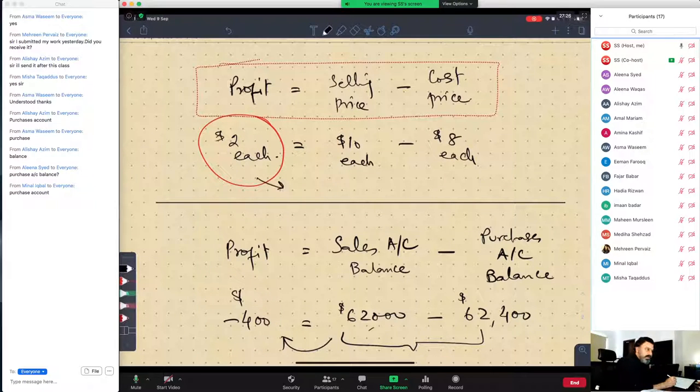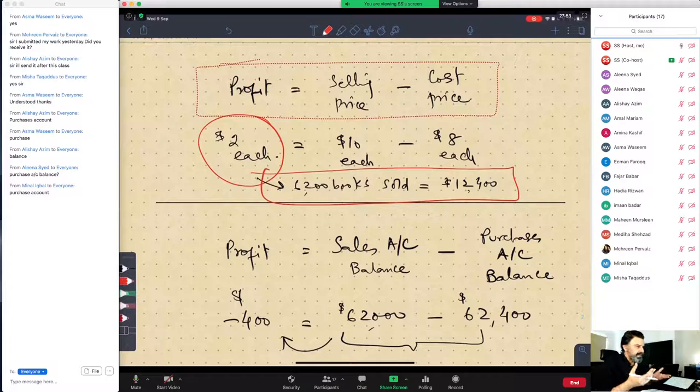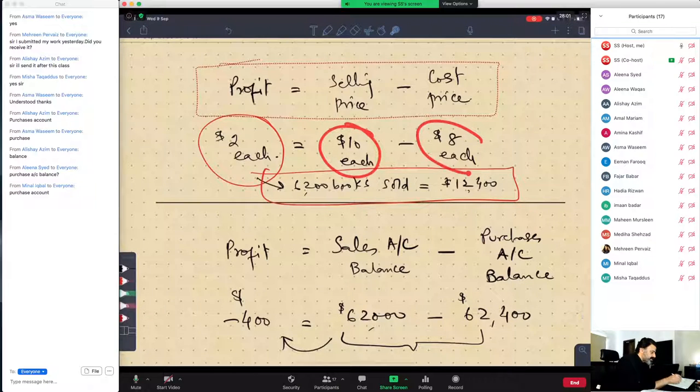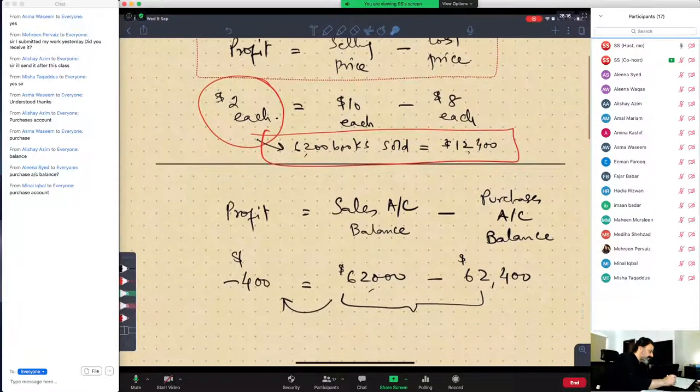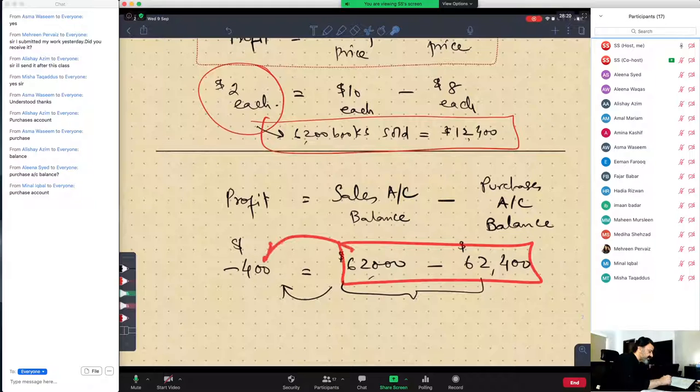If one book is making you $2 of profit and you sold 6,200 books, that means you should make $12,400 of profit as per the information. Do you agree that this makes more sense? If you make $2 of profit on every book that you sell, because you are selling one book for $10 and one book costs you $8, then you are making a $2 profit per book. And if you have sold 6,200 books, then your profit should come out to be $12,400. But when you compare the given data here, you're not making a profit of $12,400, you're making a loss of $400. So obviously we are making some mistake here.